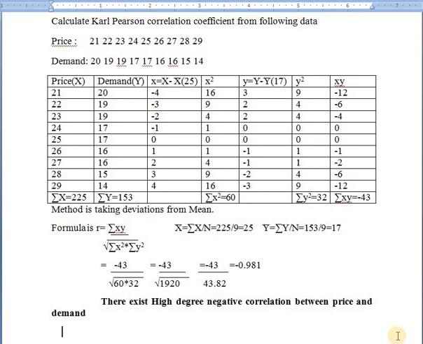This problem is based on taking deviations from the mean. In the next video, I will come up with calculating Karl Pearson's correlation coefficient based on assumed mean.